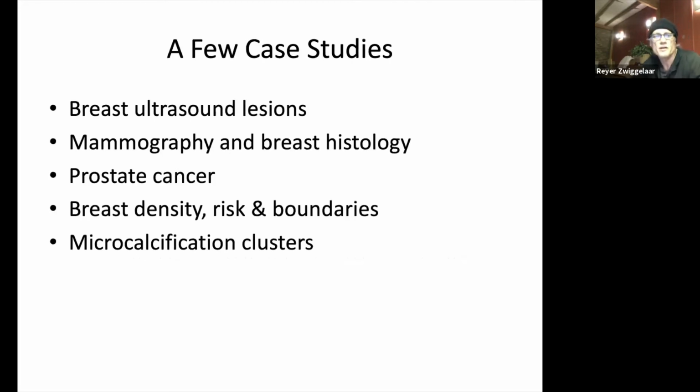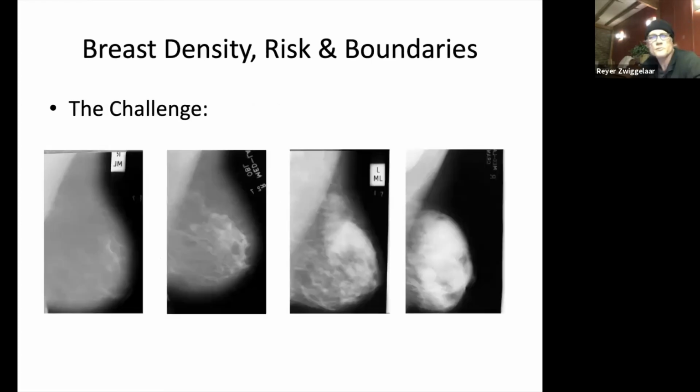If I go to my next case study, then I'll be looking at breast density and risk and boundaries and aspects like that. So breast density is one of the indicators of risk in mammography. The notion is that if you have less dense breast, like on the left-hand side, then you're less likely to develop breast cancer. While on the other hand, if you've got dense breast, like on the right-hand side, you have 20 times more likelihood of developing breast cancer.